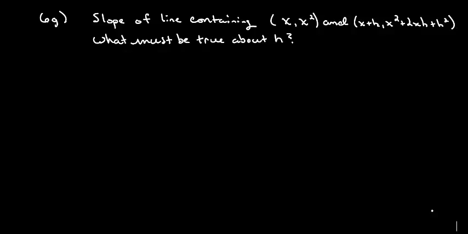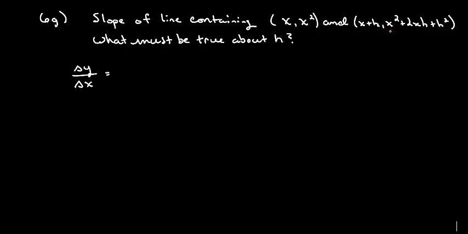For problem 6G, we need to find the slope of the line containing this point and this point. We also need to determine what needs to be true about h. So let's find our slope. Our slope is the change in y over the change in x.